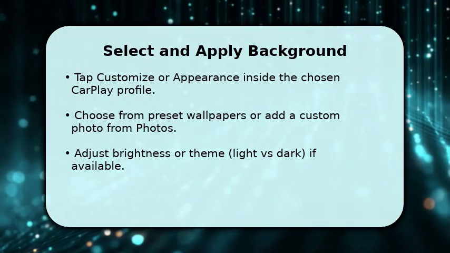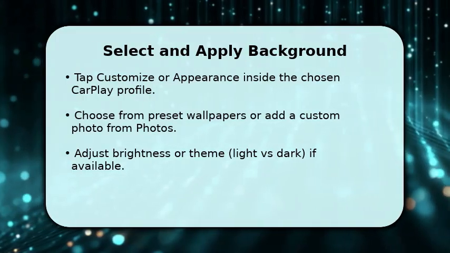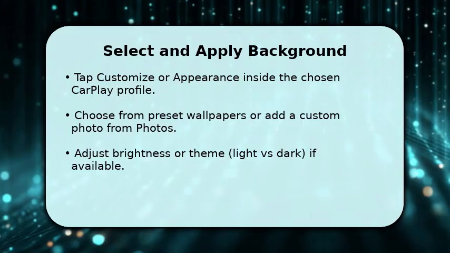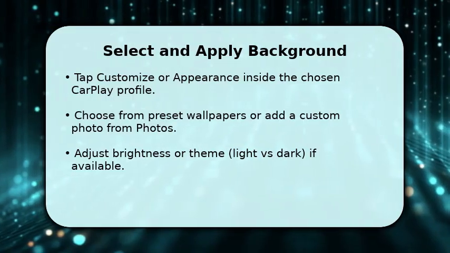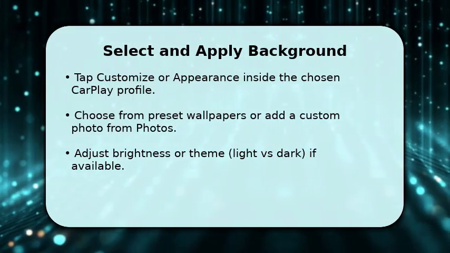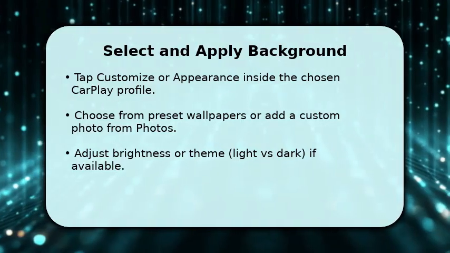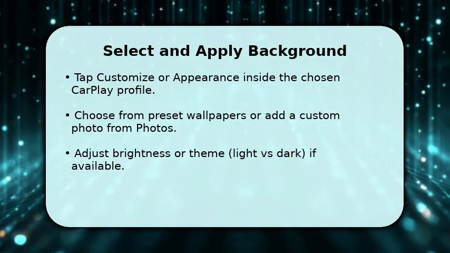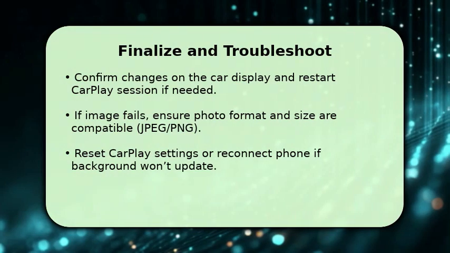Make sure to preview how icons and text contrast against the image, and if the option exists, toggle light versus dark themes to optimize legibility. After selecting, tap Apply or Save so the head unit receives and displays the new background. Finish by checking the car display.